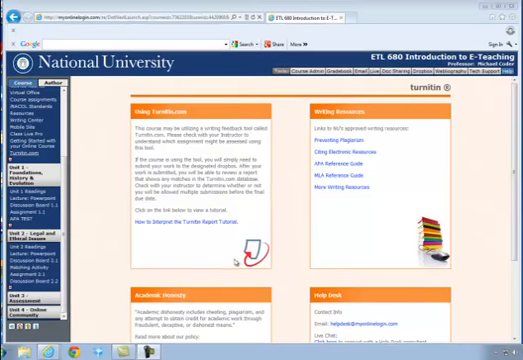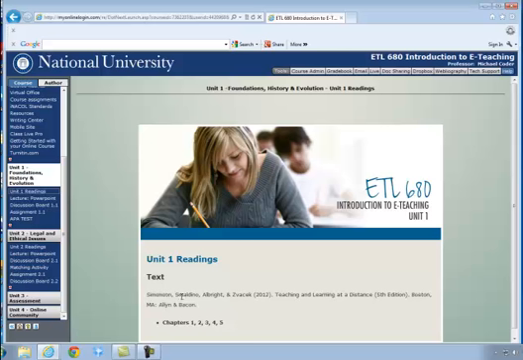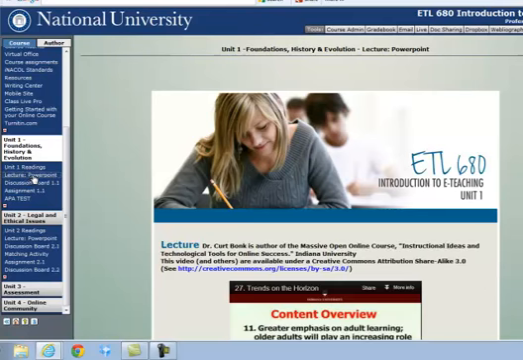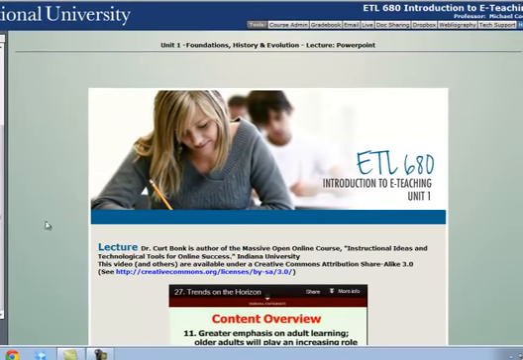Okay, moving on into the course itself, looking at the first unit of work. First of all, the readings have to do with the text, the Simonson text in its 5th edition, and we'll be giving them some background on history and foundations and technology, the development of technology. And then they move on to a PowerPoint. The whole idea of this first week is to give them a background and a foundation, history, and evolution.